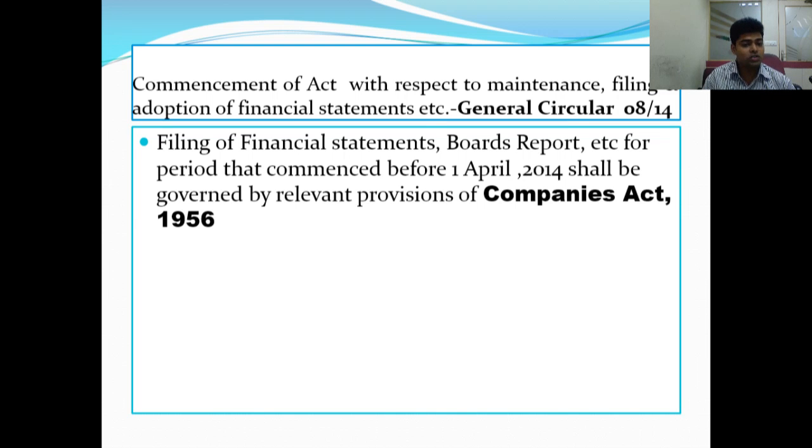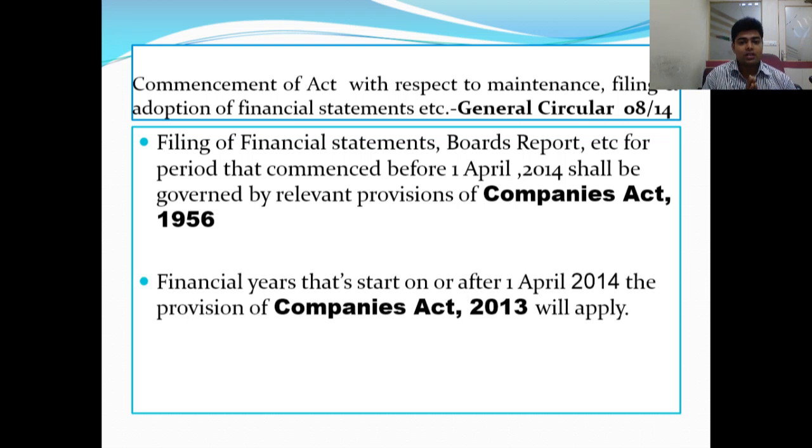So it means we have to use the old forms, that is 23AC and 23ACA. And for a financial year that starts on or after 1st April 2014, we have to use the new form, that is AOC 4. So now the condition is very clear. Even if our financial year starts from February 2014, then we have to use the old forms and old taxonomy for CI 2012.